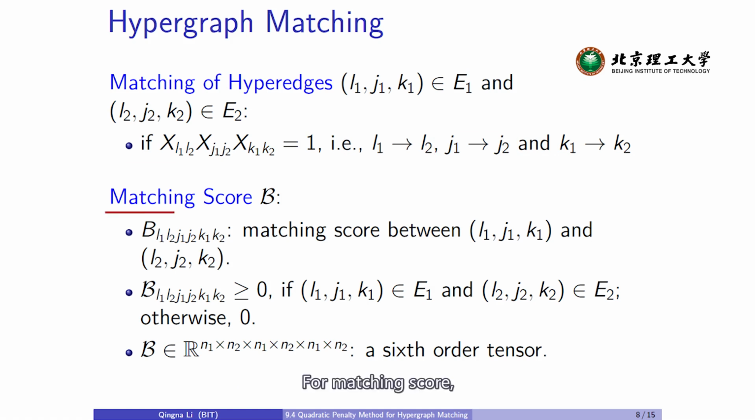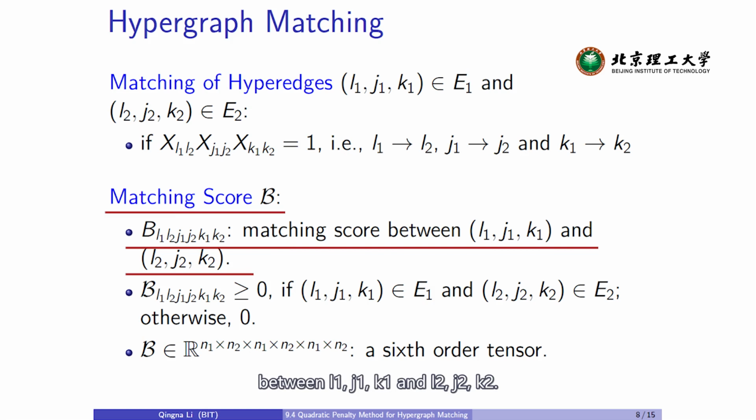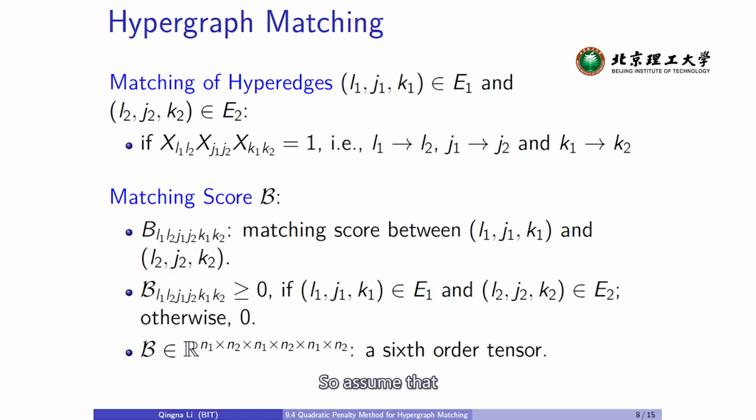So for the matching score, this capital B is defined as the matching score between (L1, J1, K1) and (L2, J2, K2). Okay, so if we assume that they have a correspondence, then they get a matching score with 6 indices below. Because for each hyperedge, you get 3 indices. So the matching score between 2 hyperedges has 6 indices.